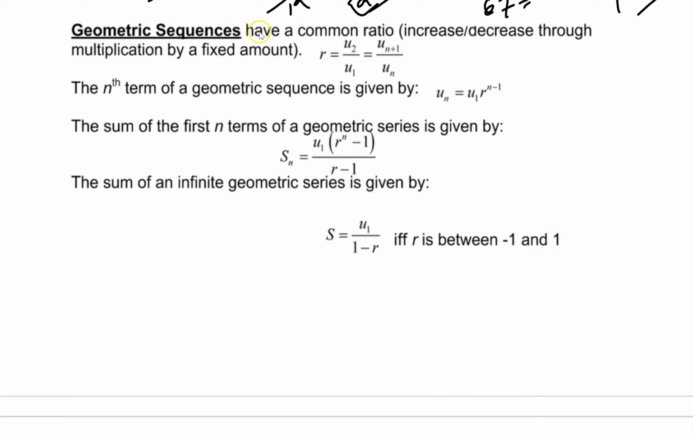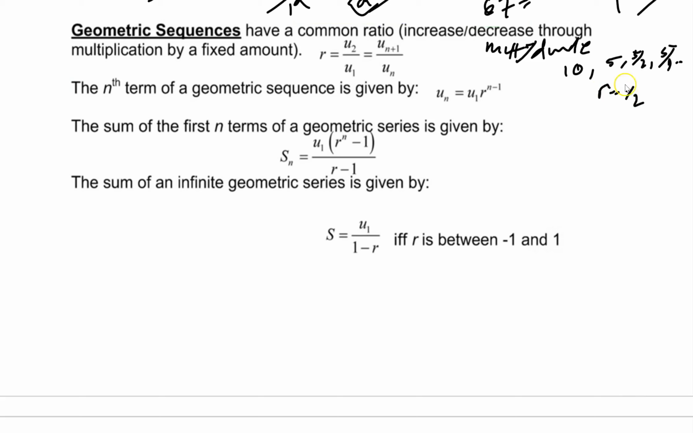So geometric sequences have a common ratio. This is where you multiply and divide each term. Right? So for example, if I give you 10 and then 5 and then 5 halves and then 5 fourths, in this case, you're dividing by 2 every single time. So your r would be 1/2.